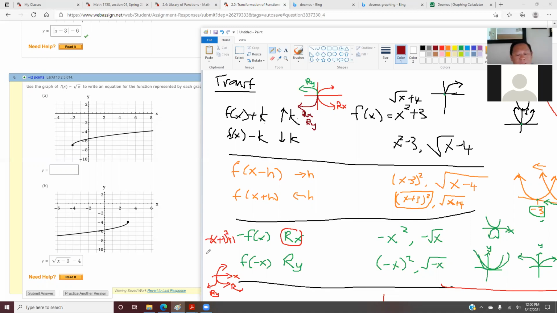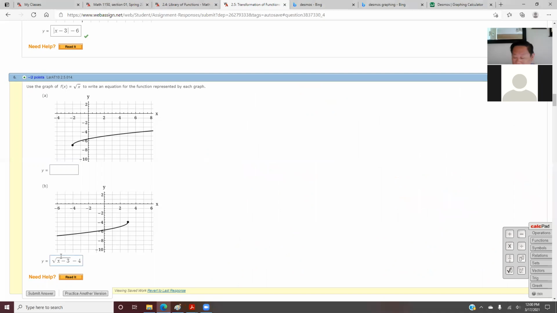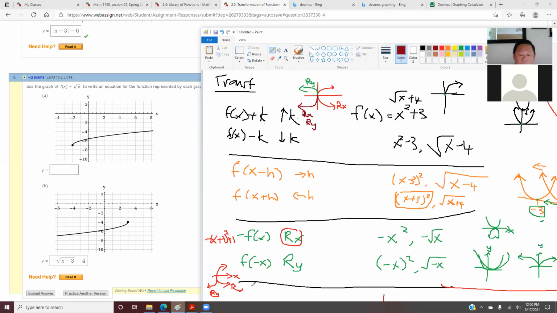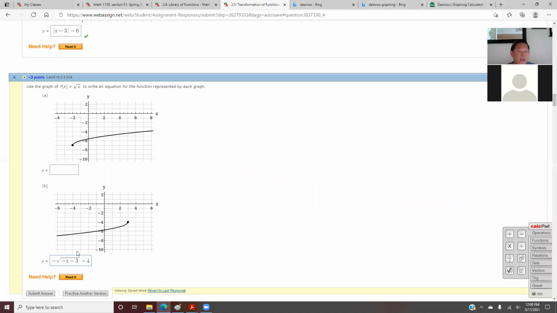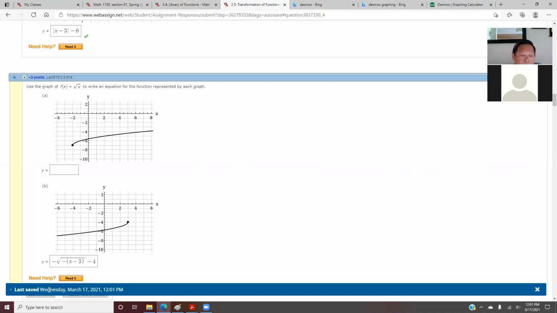So how do we write this? For reflection of x, you just put a negative in front here, right? And for reflection of y, if it's reflection of y, you put a negative inside the square root. A lot of students just write it this way and get it wrong. The reason you get it wrong is that you need a parenthesis here. When you do reflections, you have to parenthesize the whole thing. That means multiplication. So if you don't parenthesize this, they will mark you wrong.